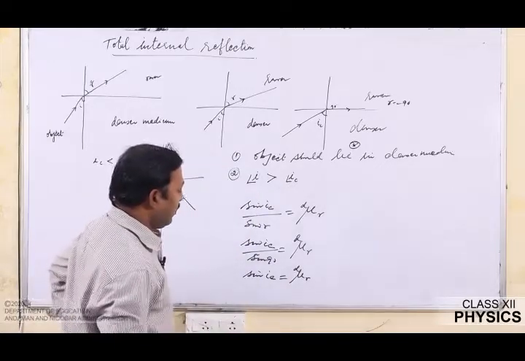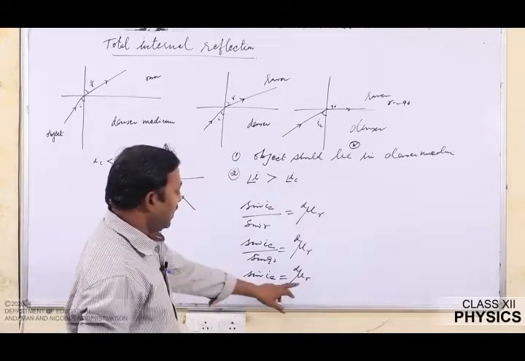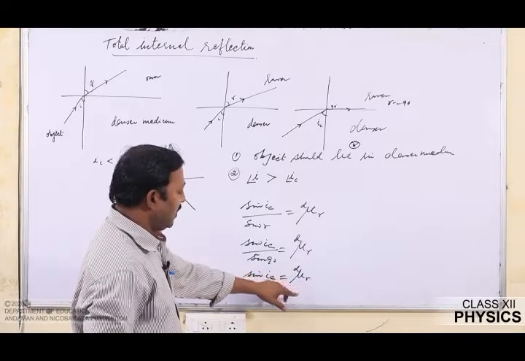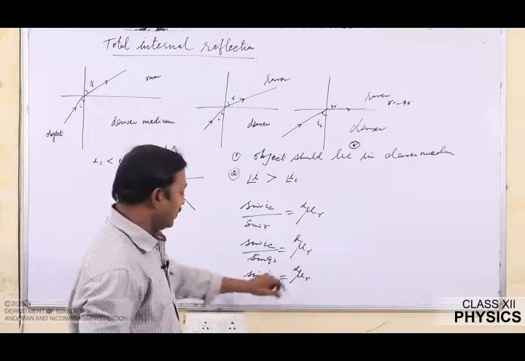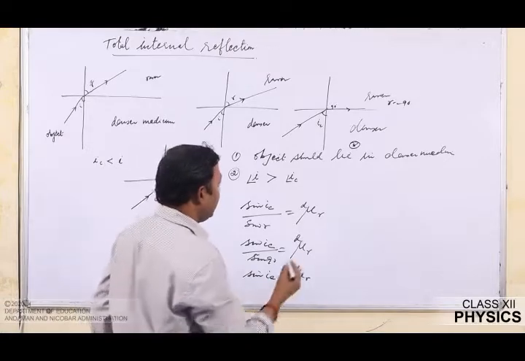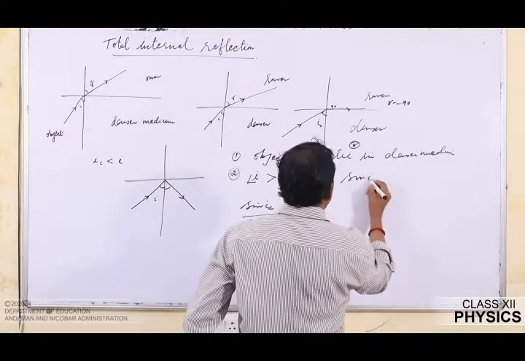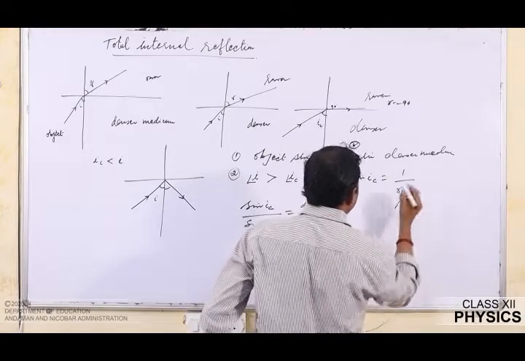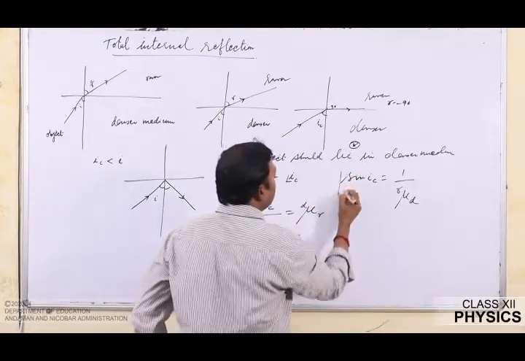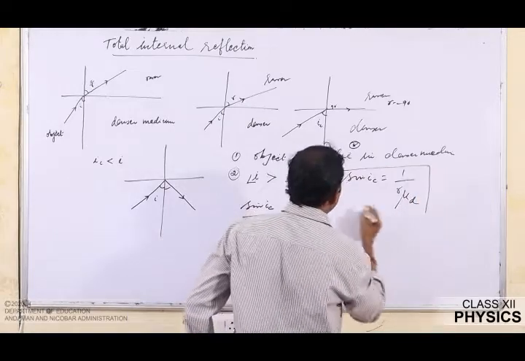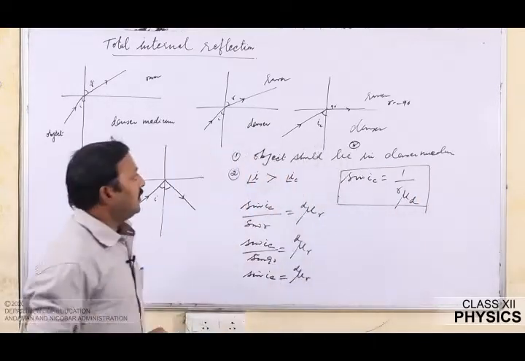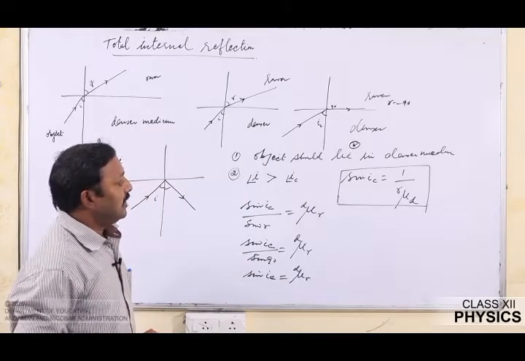Now, using the principle of reversibility, you can write the refractive index of rarer medium with respect to denser medium as equal to 1 divided by the refractive index of denser medium with respect to rarer medium. So, sin IC is equal to 1 divided by the refractive index of denser medium with respect to rarer medium. So, this is the formula for the determination of the critical angle of incidence. If we know the refractive index of the medium, then the critical angle of incidence can be determined.